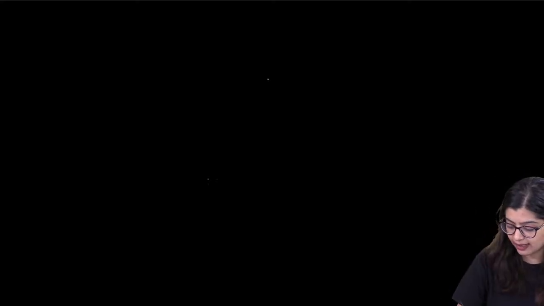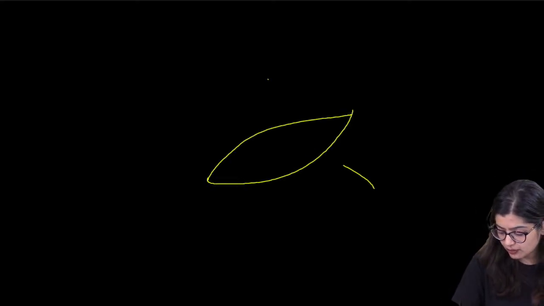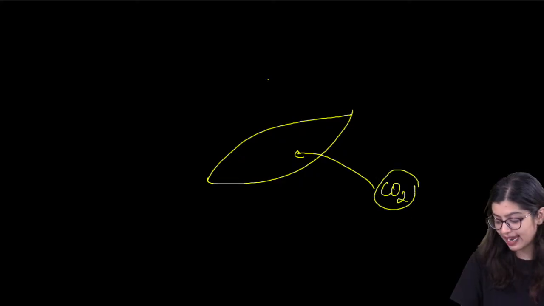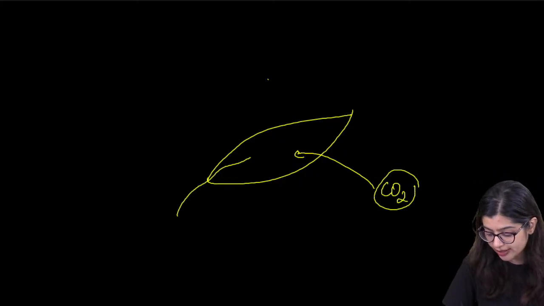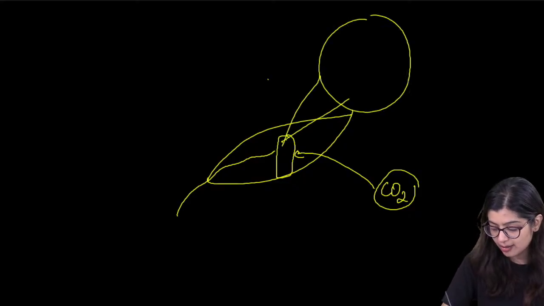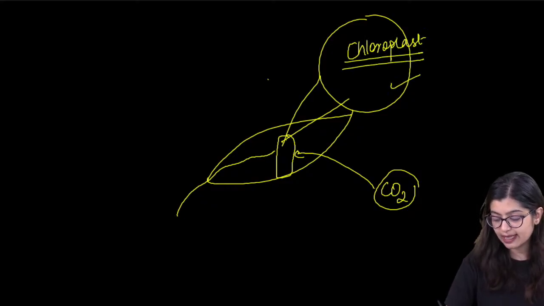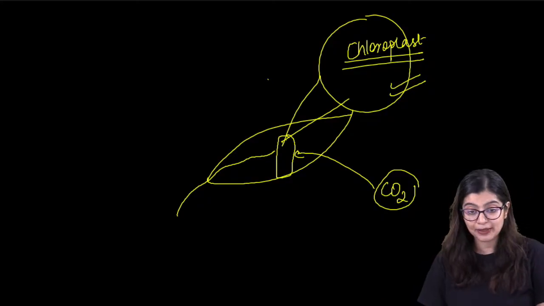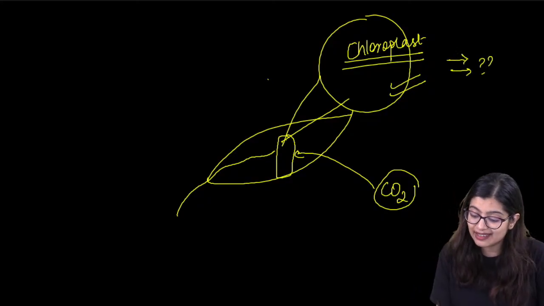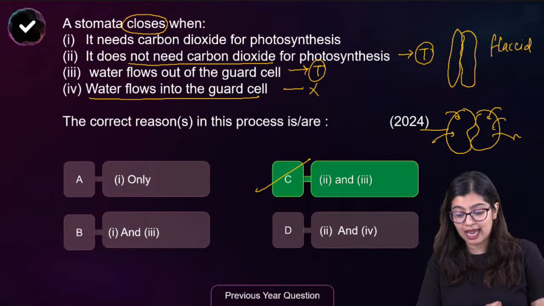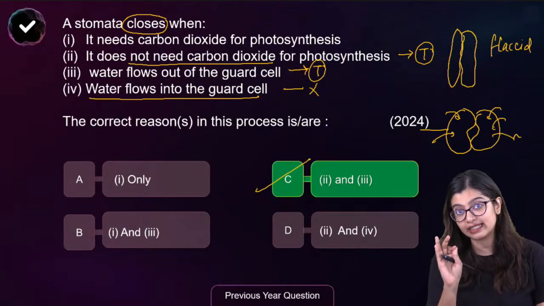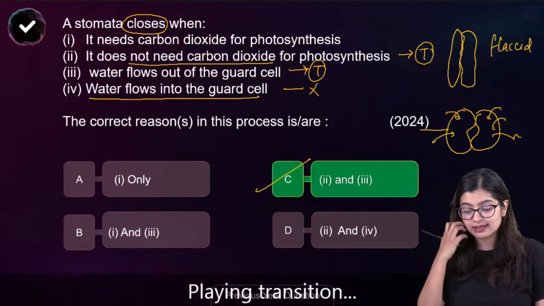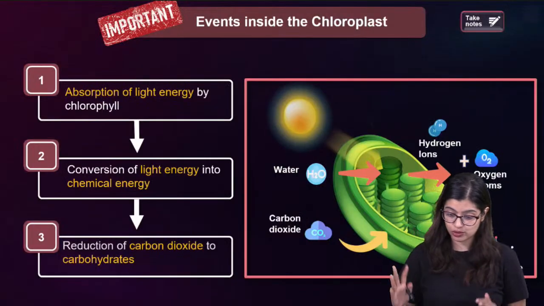So far we have seen that carbon dioxide has entered into the leaf, and water has come. They have all reached the mesophyll cell, and inside the mesophyll cell, inside the chloroplast, the photosynthesis process has to happen. Now, how exactly does this happen? It happens in 3 steps, and we call these the steps involved in photosynthesis.